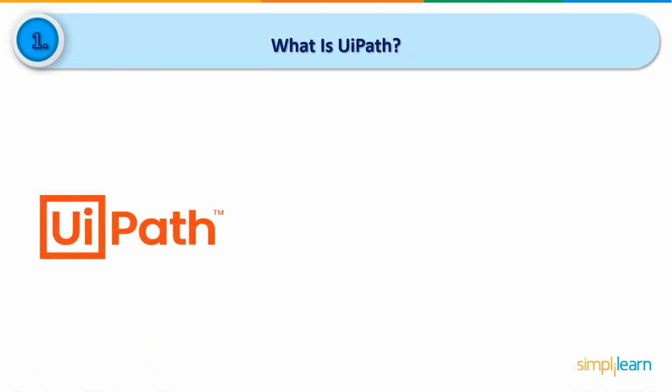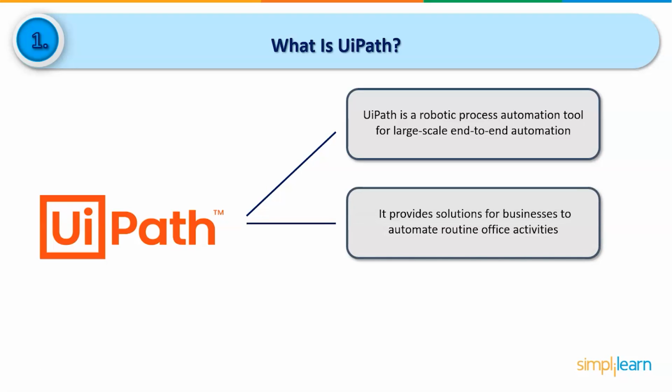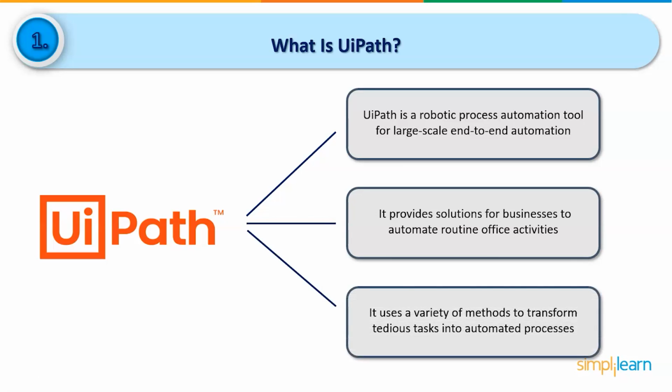What is UiPath? This question looks simple, but people most of the time end up giving the wrong definition. UiPath is a robotic process automation tool for large-scale end-to-end automation. For an accelerated business change, it provides solutions for businesses to automate routine office activities. It uses a variety of methods to transform tedious tasks into automated processes.